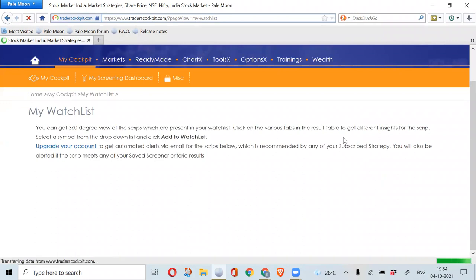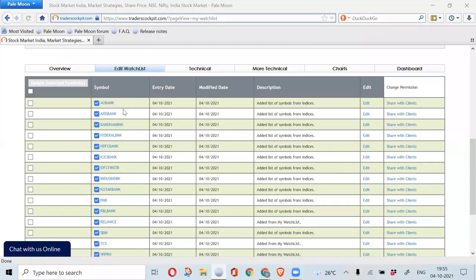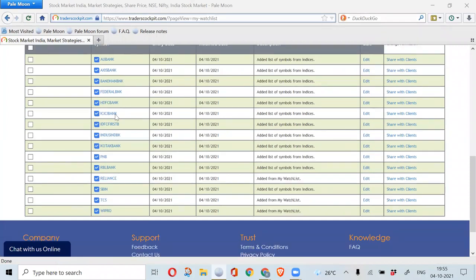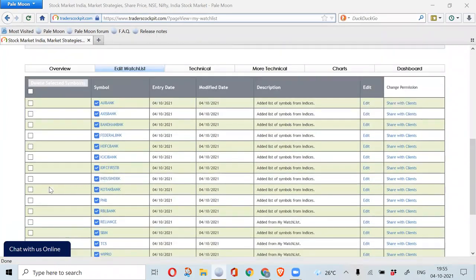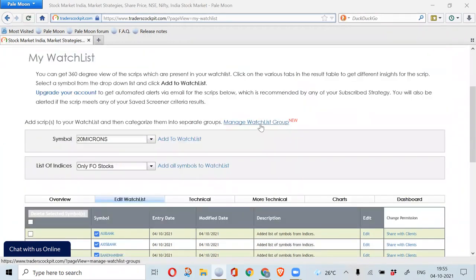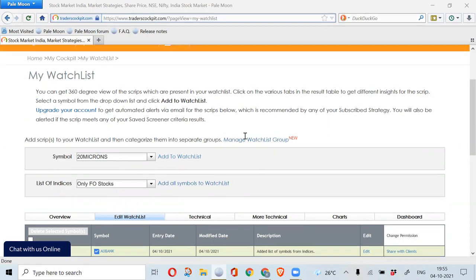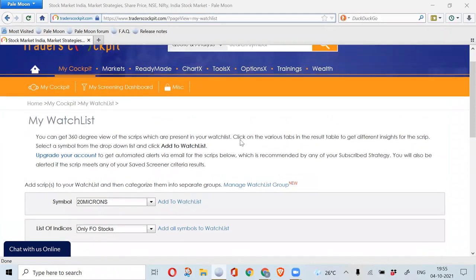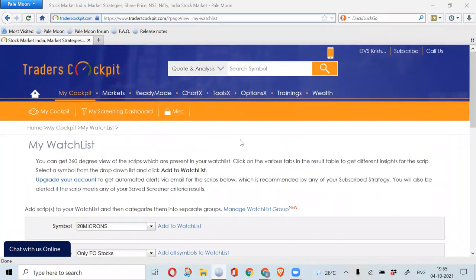If you scroll down a little bit, you can see the list of Bank Nifty stocks added to your watch list. You see, AU Bank, Bandhan Bank, Federal Bank, all the Bank Nifty stocks are added to your watch list. In this way, you can create multiple watch lists by managing watch list groups. First, you add the stocks to your watch list, and then you can manage the watch list group by creating multiple watch lists as well, which will be very helpful when we are creating screeners and then activating those screeners on our watch list.